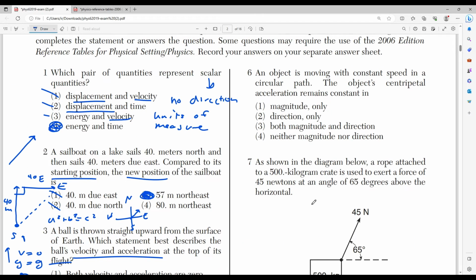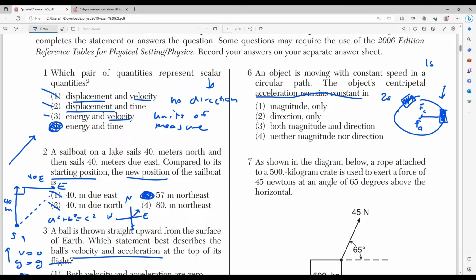Moving on to number 6, it says an object is moving with a constant speed in a circular path. The object's centripetal acceleration remains constant in what? Well, let me just draw a car. This is my car. And here's the centripetal force, and here's the centripetal acceleration. Now, think about it. As I'm moving around this track, my car is also moving. If I'm here in 1 second, in another second my car is going to be here.